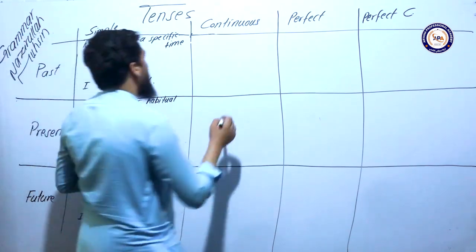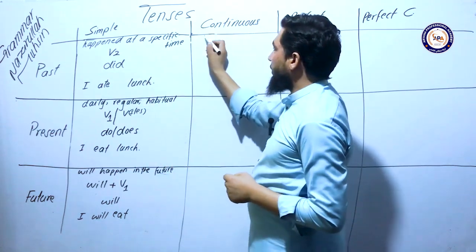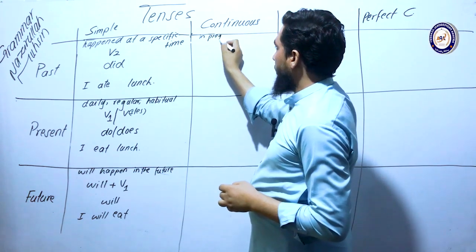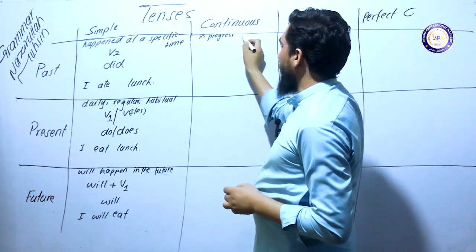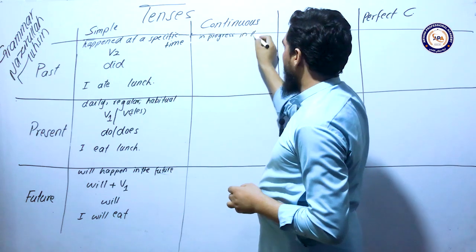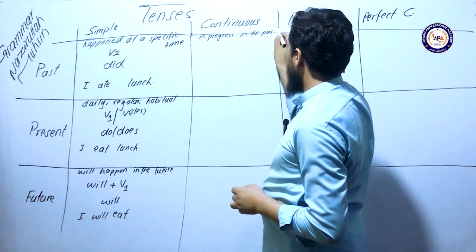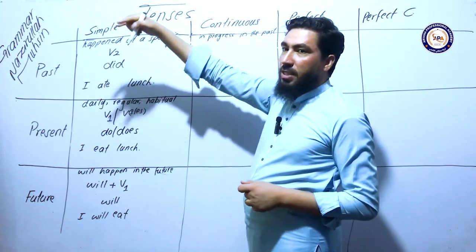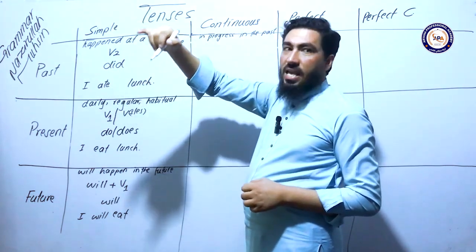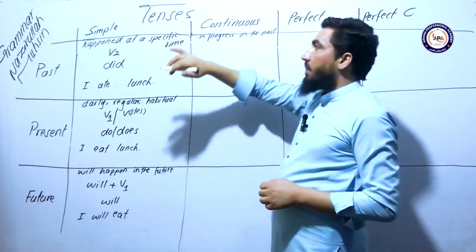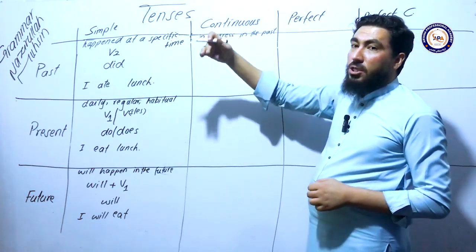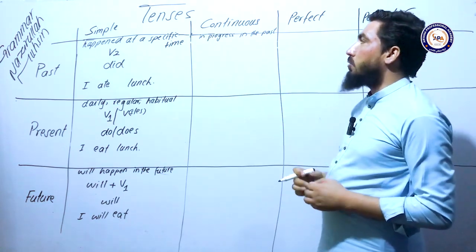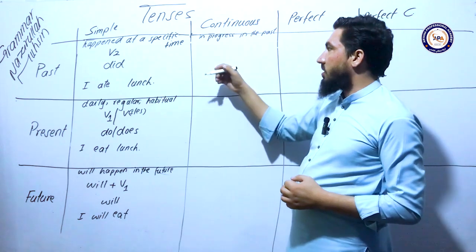When it comes to continuous tenses, first past continuous. Past continuous shows an action which was in progress in the past. Simple past shows an action which happened. It means which started and ended. The action completed in the past. And past continuous shows the progress. The action was going on. It was in progress. We don't talk about the completion of an action in continuous tenses.